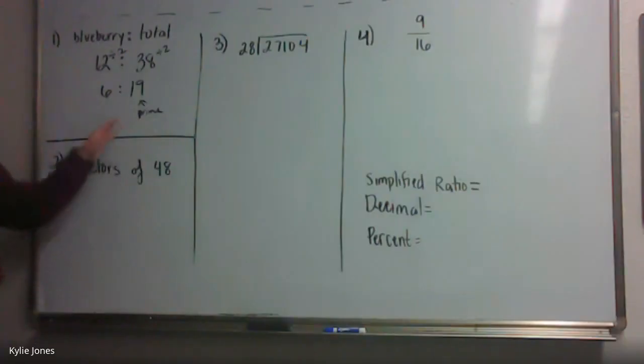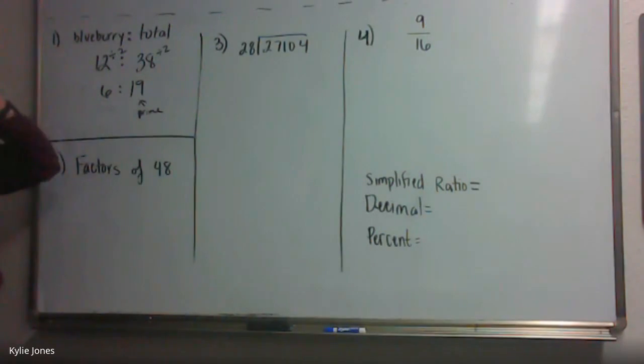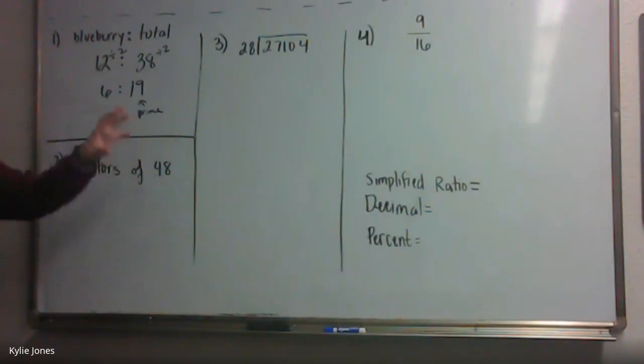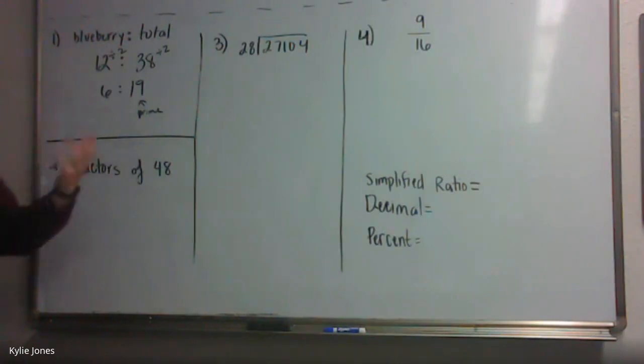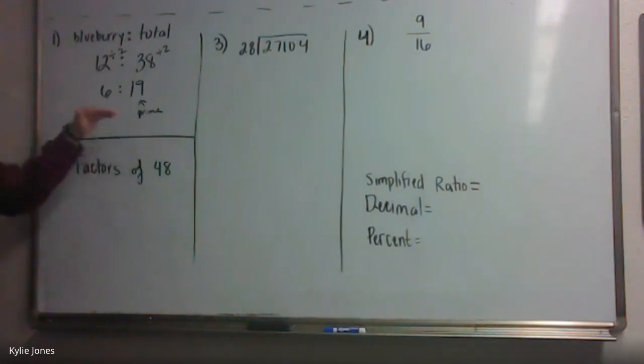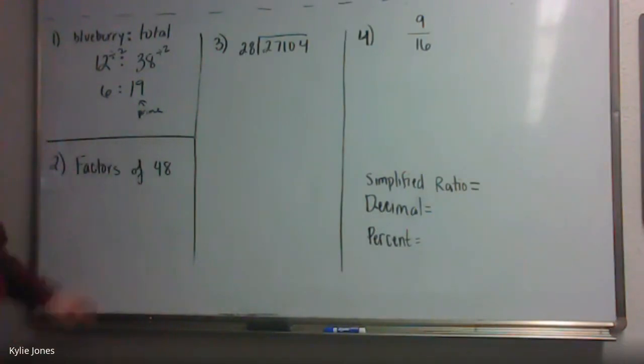So no number is going to go into 19 except for 1 and 19. So this is as far as it's going to go. So the ratio, if you were to put your hand in and grab a handful of blueberries from this bag, the ratio that you're probably going to get is 6 blueberry jelly beans to every 19 jelly beans you pick out of the bag total. Okay? So 6 to 19. 6 blueberry to 19 total.